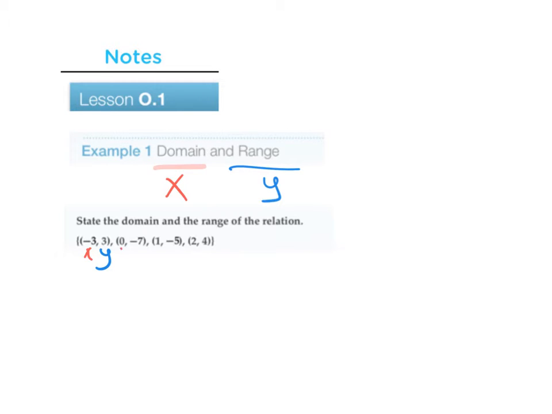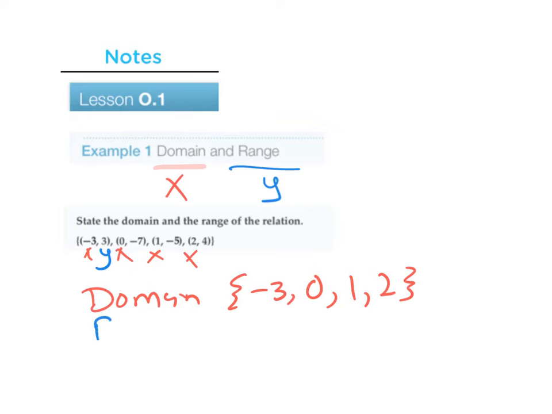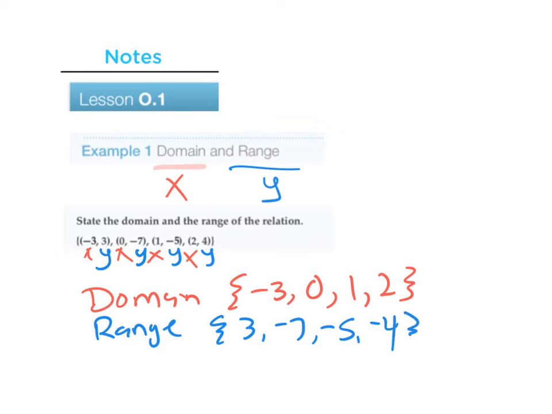So if I identify them, x, x, x, our domain is -3, 0, 1, and 2. And if we look at our range, or the y values, it's the second coordinate. So if I go through that, I have 3, -7, -5, and 4. So I've identified the range and the domain.